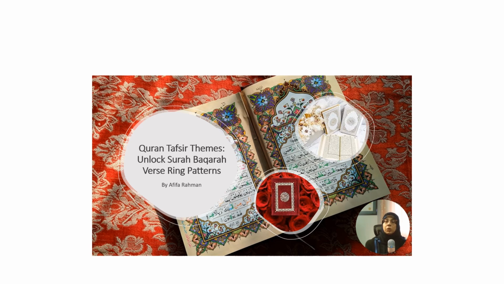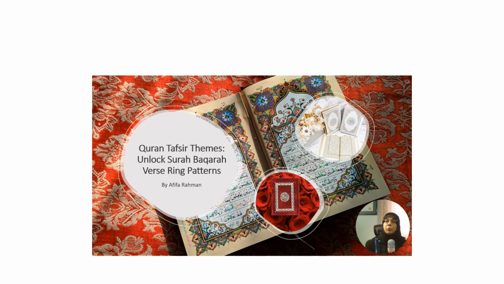Verses can be grouped by ideas or themes and show a ring pattern. So what is a ring pattern? It is a style when you discuss a few ideas or themes, then you have a central focus point, and then you come back to discussing those themes again. Let's look at this style with the summary of Surah Al-Baqarah.